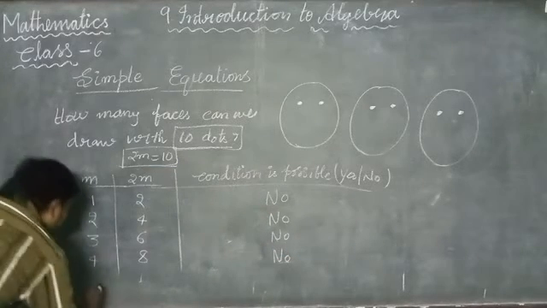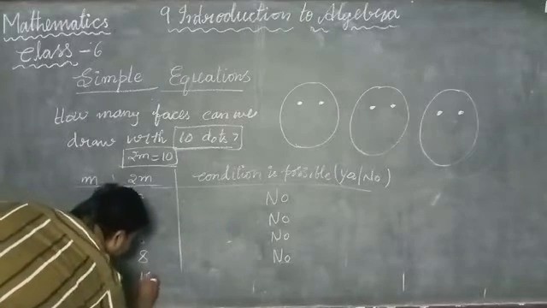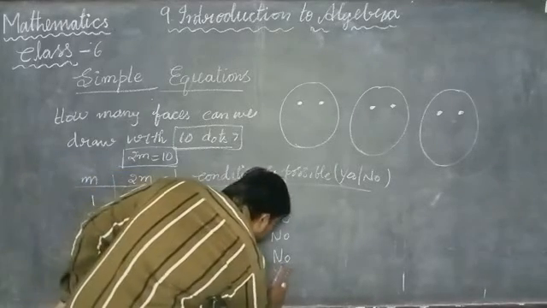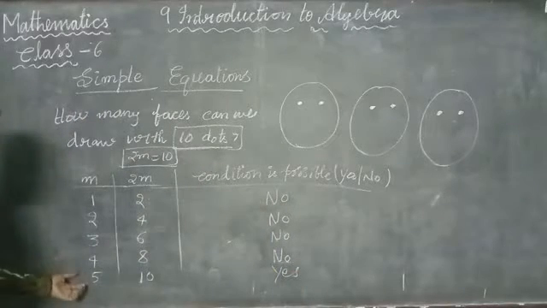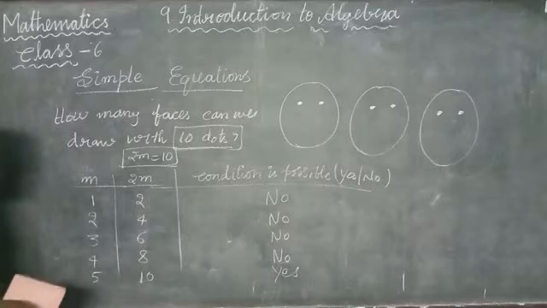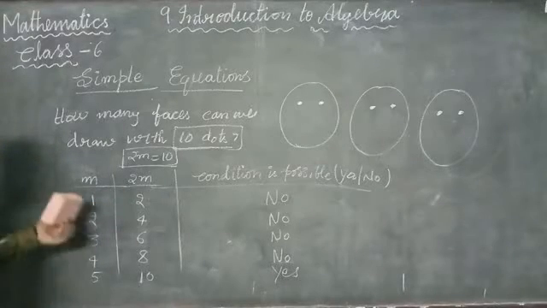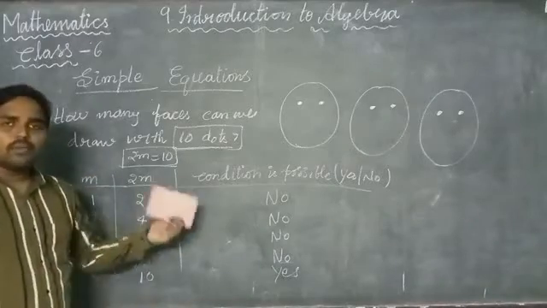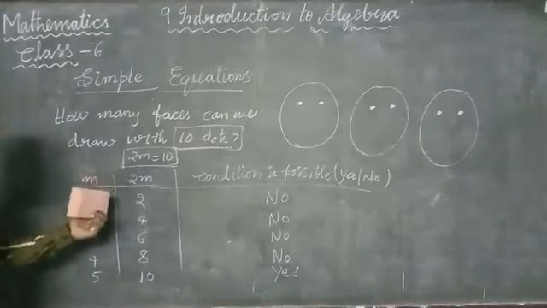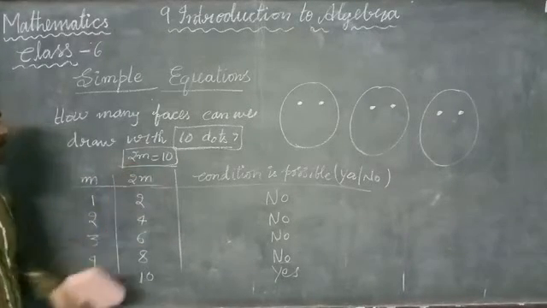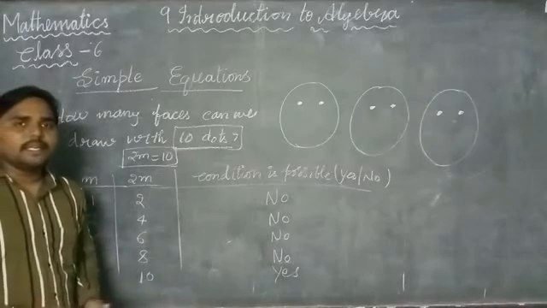Suppose m equals 5, then 2 into 5 equals 10. Okay, it is possible. So the condition is possible at m equals 5. What is the m value? Here the m value is the number of faces we can draw with 10 dots. We can draw 5 faces with 10 dots.